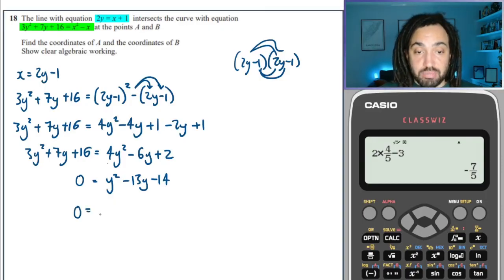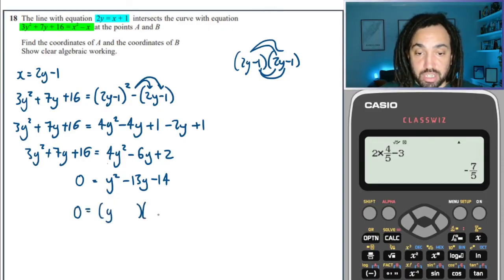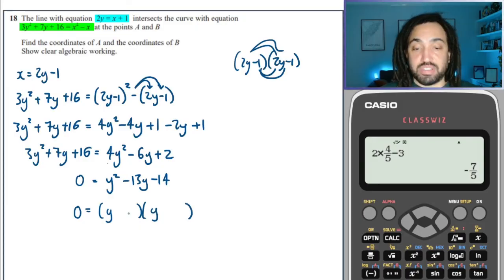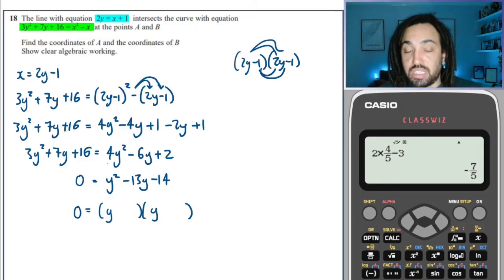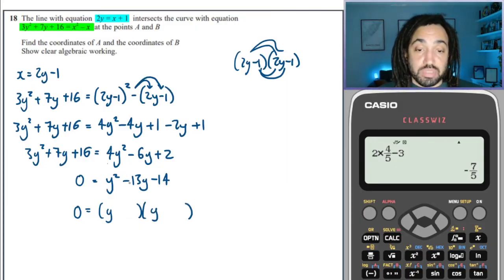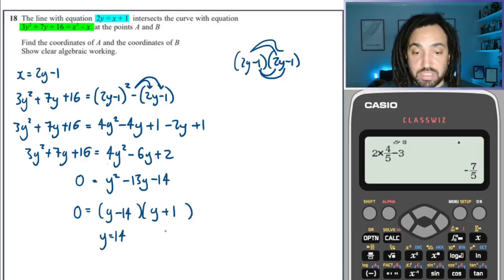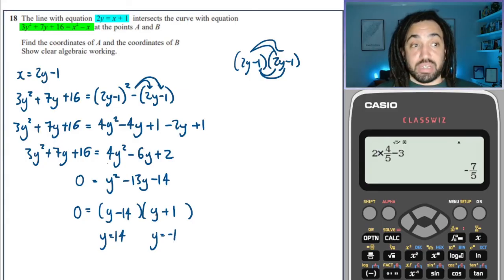Perfect. This is the first one that we've done, which you can just factorise without having to do the AC method, which is quite nice. Two numbers that times together to make minus 14 add to make minus 13 must be minus 14 and plus 1. Yes. So y is equal to positive 14 to make that bracket 0, and y is equal to minus 1 to make that bracket 0.